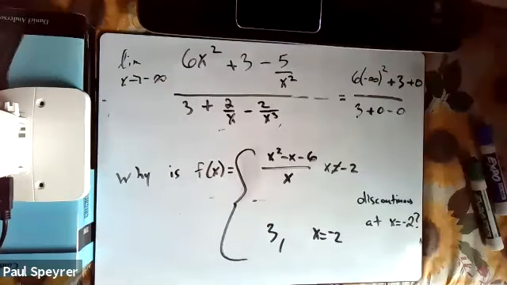All right, so we have this piecewise function right here. It's not asking us to find the limit. It's asking us why is this discontinuous at x equals -2. So we already know it's discontinuous at that value. They want to know why. Why specifically?